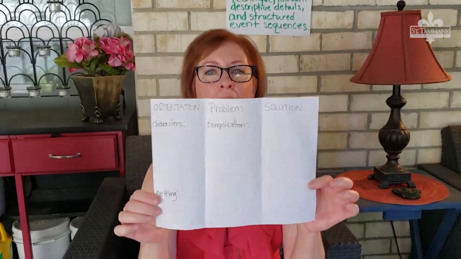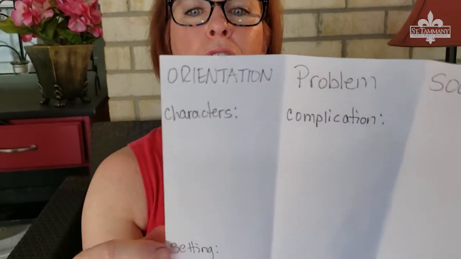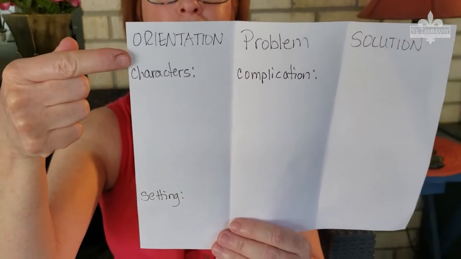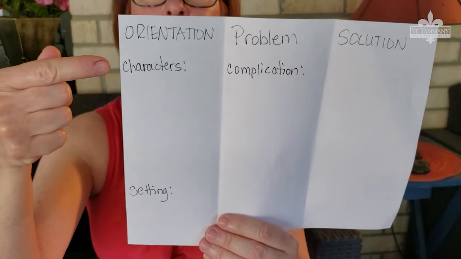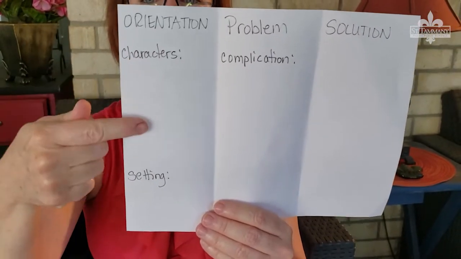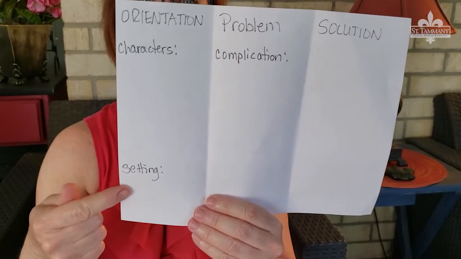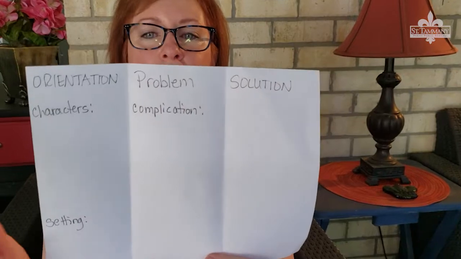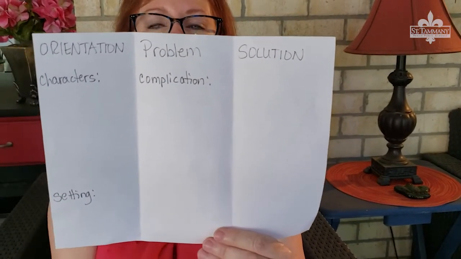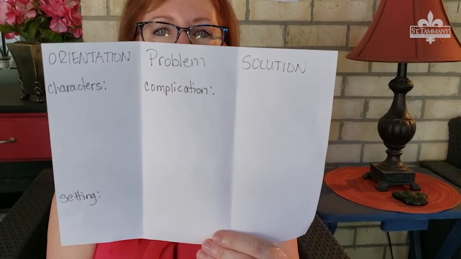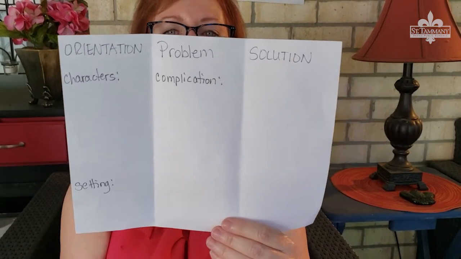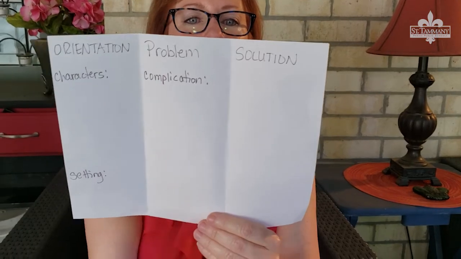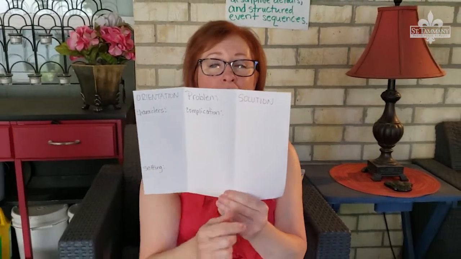Now, what we're going to do is we're going to label these 3 sections. When you label them, it will look like this. So what I want you to do in the first section, I want you to label orientation, and then underneath orientation, label characters, leave some space, label setting. In the middle section, I want you to label problem, and then underneath problem, write the word complication. And lastly, in the final section, just write the word solution. And you don't need to write anything underneath.